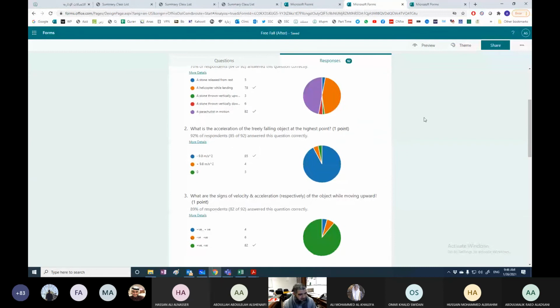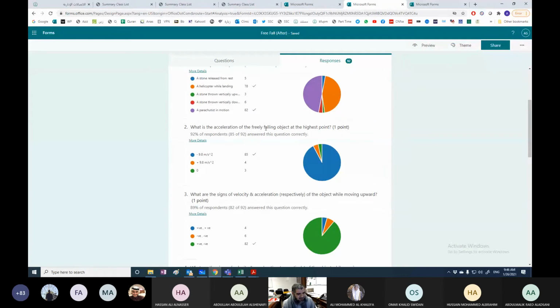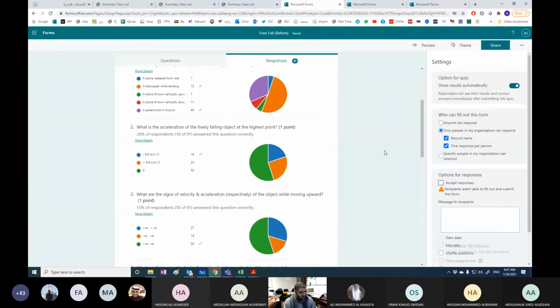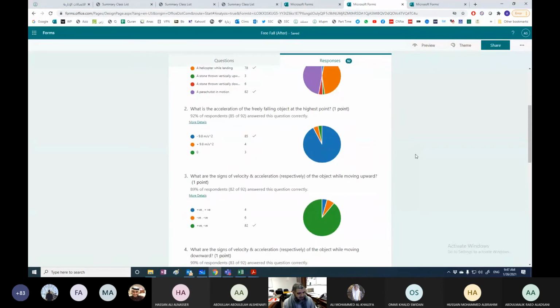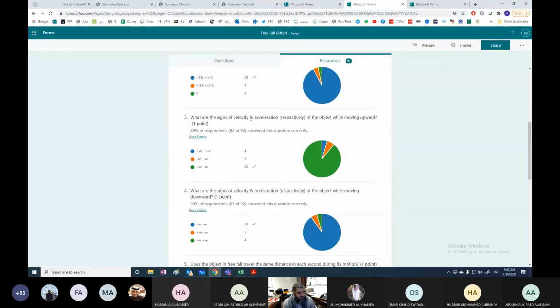Next question. What is the acceleration of the freely falling object at the highest point? This is minus 9.8. There are still 4 not convinced and 3 said it is 0. Before we explain, thank God, there is a very clear improvement. Number 3. What are the signs of the velocity and acceleration of the object while moving upward?